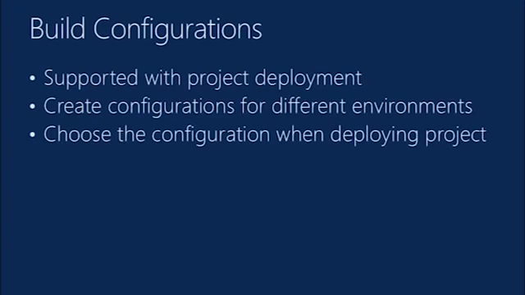So build configurations allow me to set different values depending on where I'm going to deploy this out to. I can create a configuration for dev, for staging, for production, and when I go to deploy, from a little drop-down list I just choose the configuration that I want, and it will make sure that all my values, for example my server names, are set to the appropriate values for that particular environment.